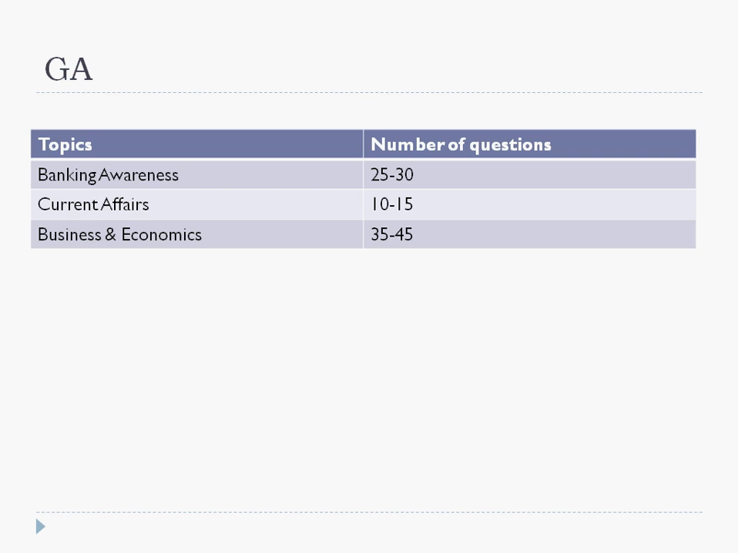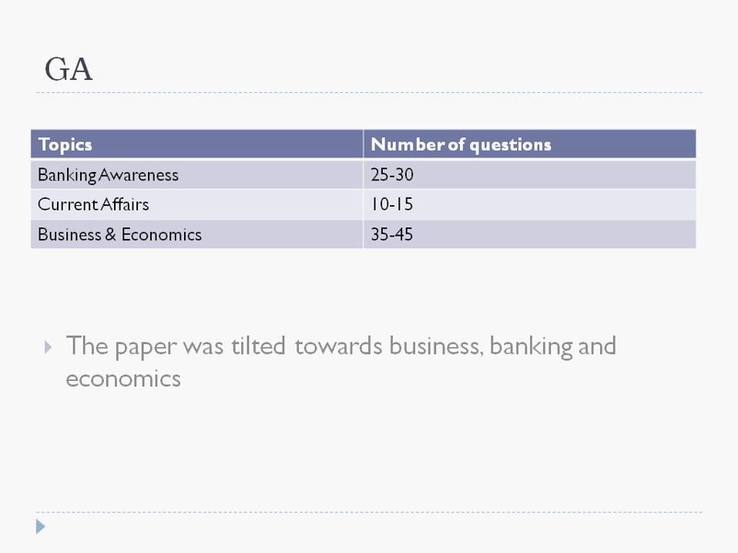So here is a brief analysis of GA, which is general awareness. Banking awareness consisted of 25 to 30 questions, current affairs 10 to 15, and business economics 35 to 45. So the paper was highly tilted towards business, banking and economics. Approximately 60 to 70 questions were from these sections, or even more than that.